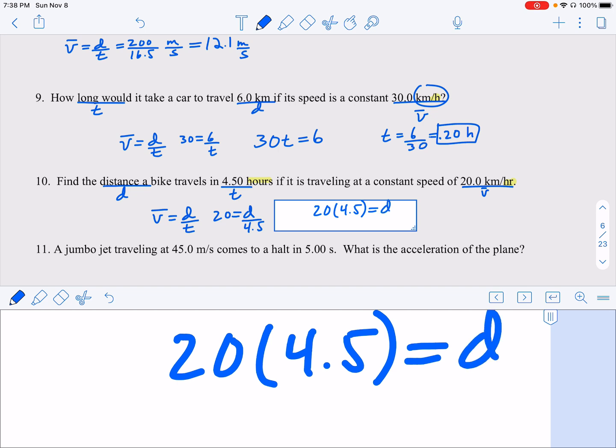So that'd be 90. So the distance equals 90 kilometers.